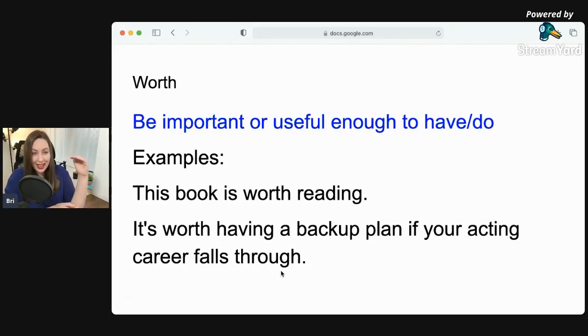Okay, you have plan A, become an actor, but this plan falls through. It fails. So if your acting career falls through, it's worth having a backup plan, maybe plan B, plan C. Plan A, become an actor. Plan B, maybe you can become a YouTuber. Plan C, you can become a doctor, right? So it's important or useful enough to have or do. It is worth having a backup plan.